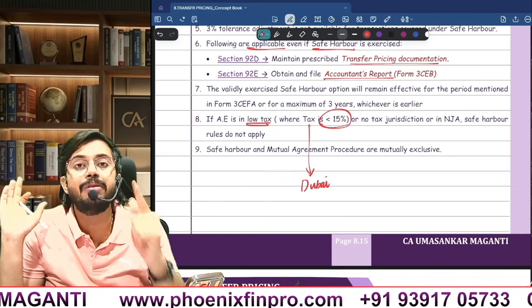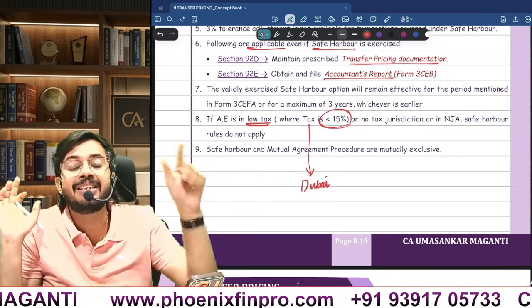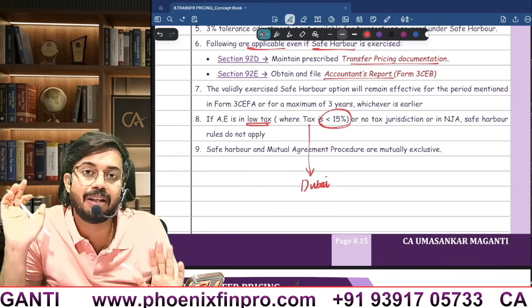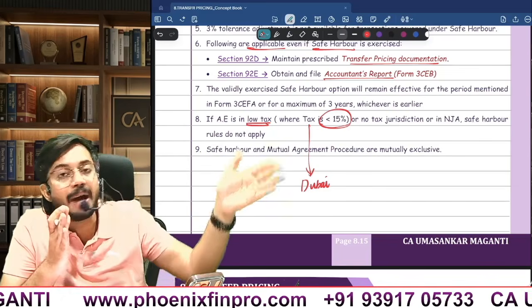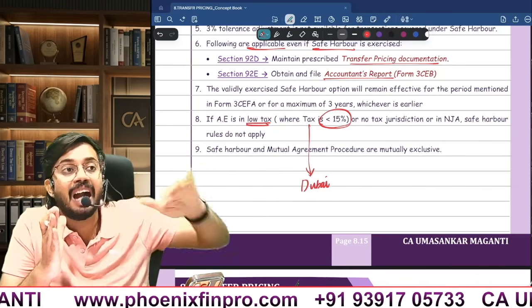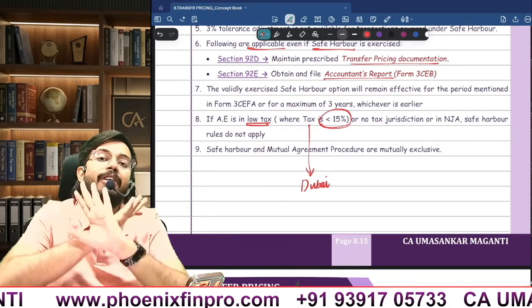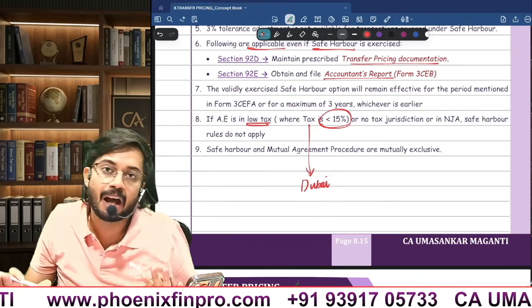So safe harbor rules are applicable only if the tax rate of your associated enterprise is more than 15%. Are you able to understand? So if you do a transaction with any party located outside India, and in that tax jurisdiction the tax rate is less than 15%, safe harbor rules are not applicable. Are you able to understand?